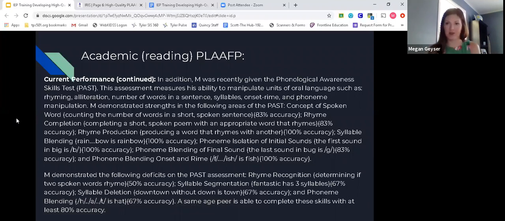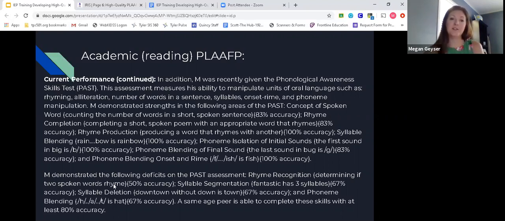So after the strengths detailed, I now go into our deficits. Where did the student start breaking down? And we're still talking about our diagnostic assessments that were given to the student. So I have the breakdown of where the deficits were on the past. And again, I have the explanation for each component and the percentage of accuracy.